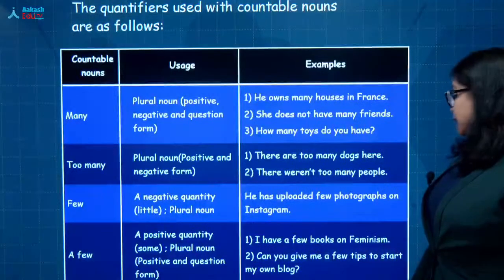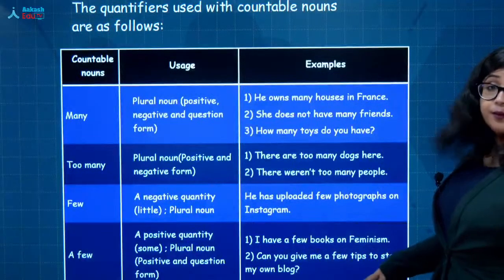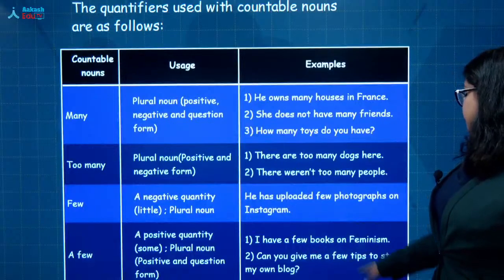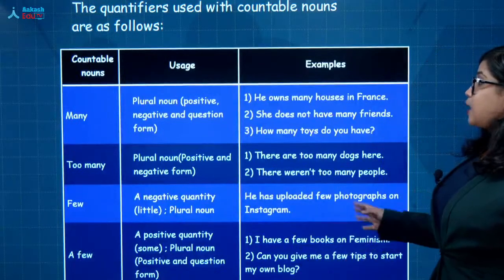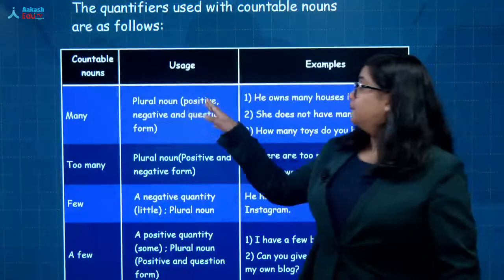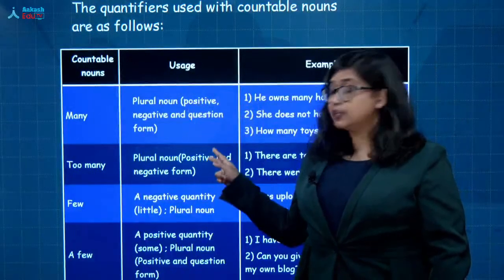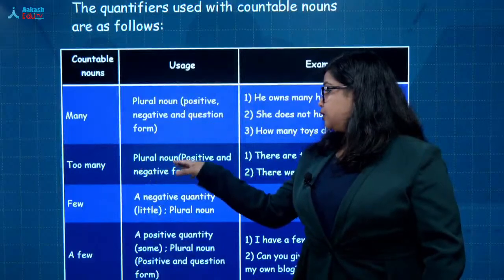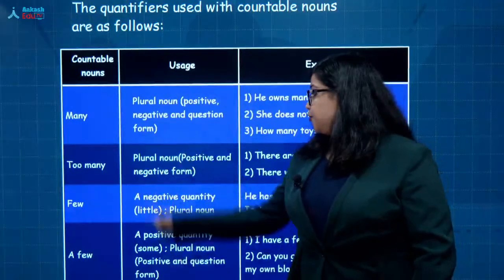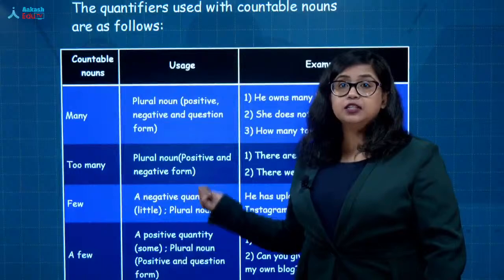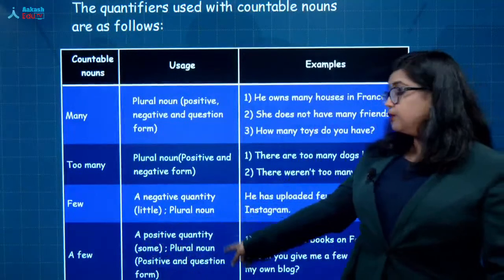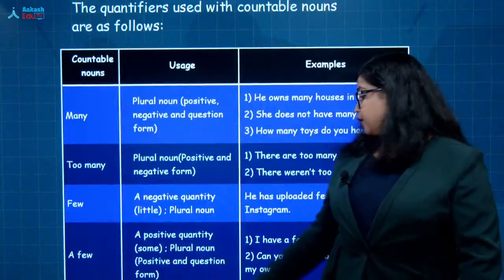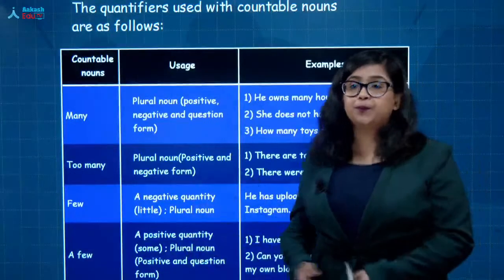For example, they have a few books on feminism. Can you give me a few tips to start my own blog? Alright, so this is how we use, once again, many: plural noun, positive, negative and question form. Too many: plural noun, positive and negative form. Few: a negative quantity used with plural nouns. And a few: positive quantity used with plural nouns in positive and question form.